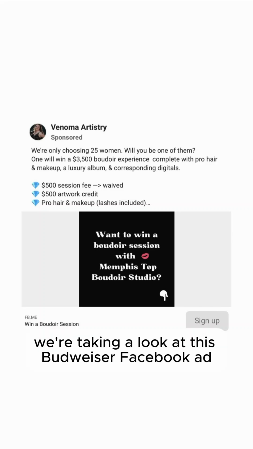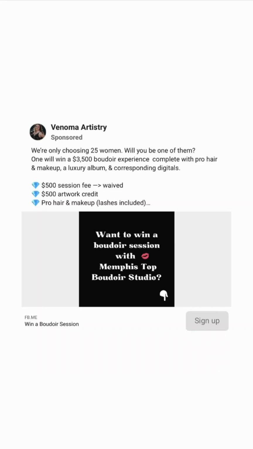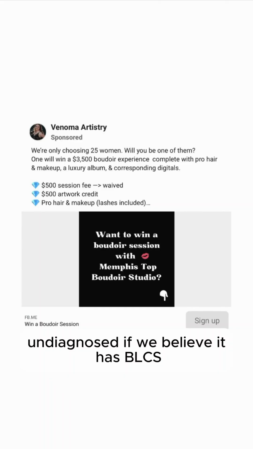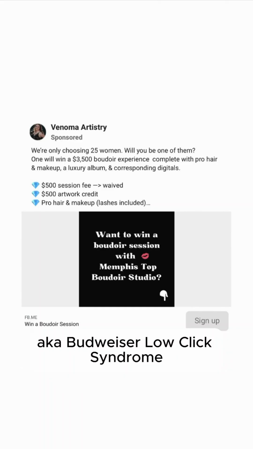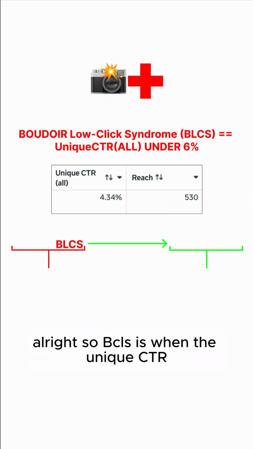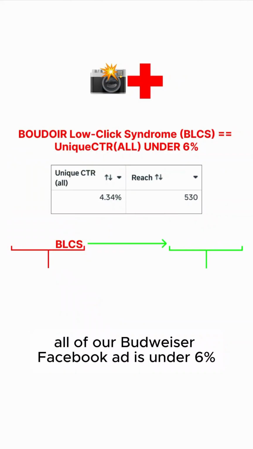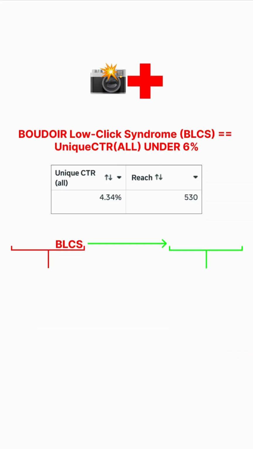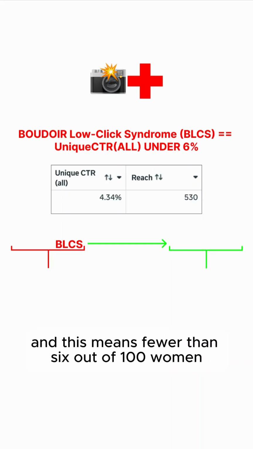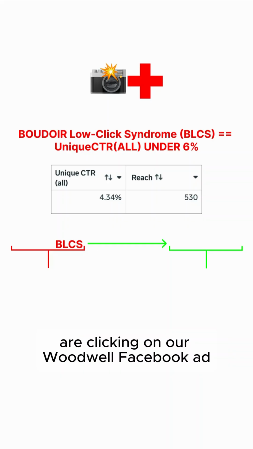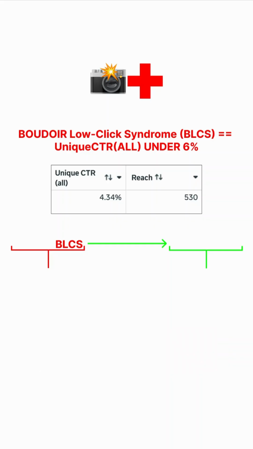All right, y'all, we're taking a look at this boudoir Facebook ad. Going to diagnose this if we believe it has BLCS, aka boudoir low click syndrome. BLCS is when the unique CTR on our boudoir Facebook ad is under 6%. And this means fewer than 6 out of 100 women are clicking on our boudoir Facebook ad.